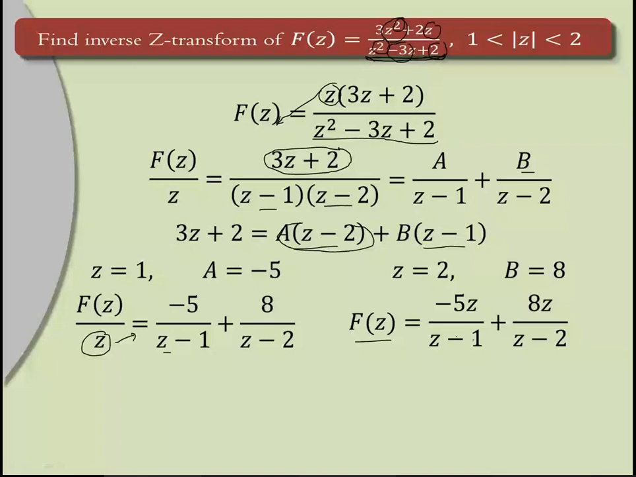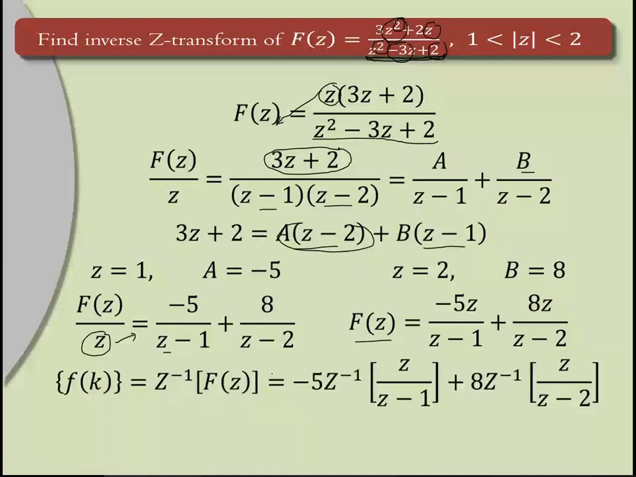Take the inverse z transform. F of k will be z inverse of F of z. Minus 5 is a constant, taking out z inverse of z upon z minus 1, plus 8 is a constant term, taking out z inverse of z upon z minus 2. Now we have already taken the formula of z upon z minus a.